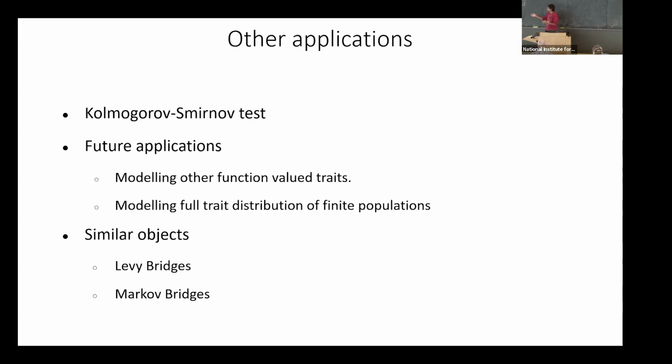There are other objects that generalize this instead of Brownian motion. You can use Levy processes. And previously, we saw Markov bridges come up for inference in the seed dormancy term. So there are quite a few applications of these. And I just wanted to present how we ended up using it and talk a bit more about these objects. This allows you some control.